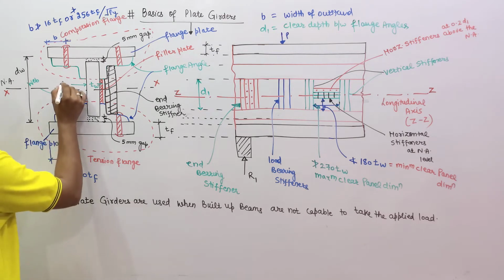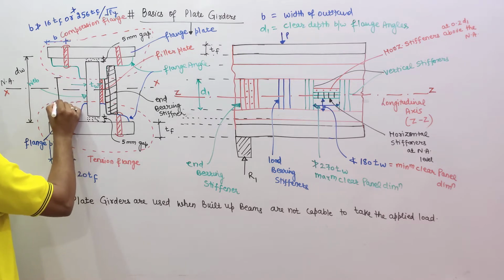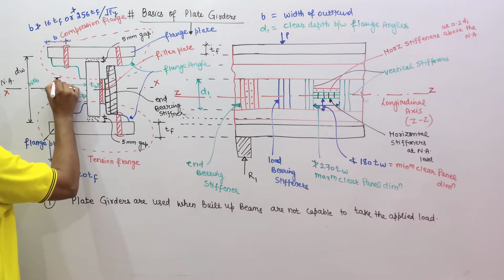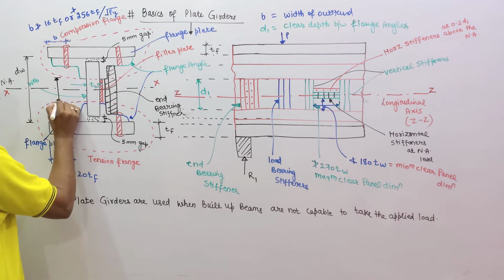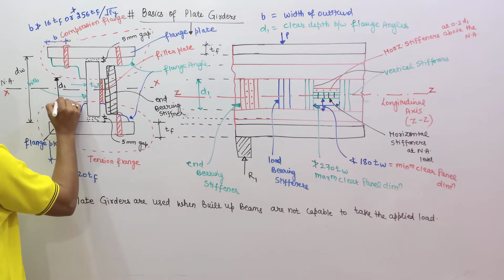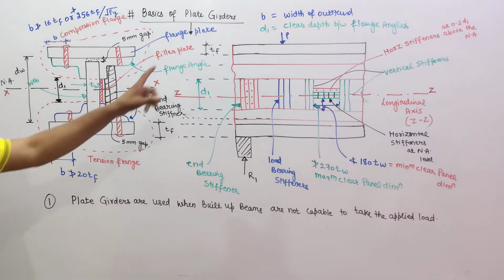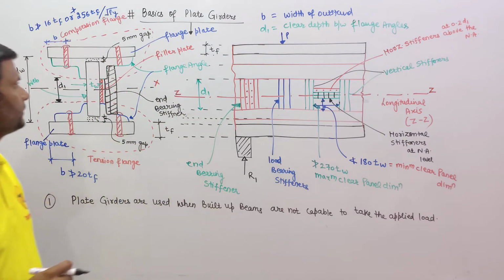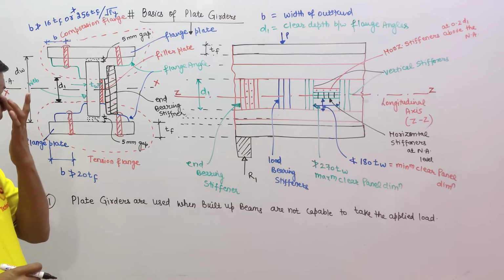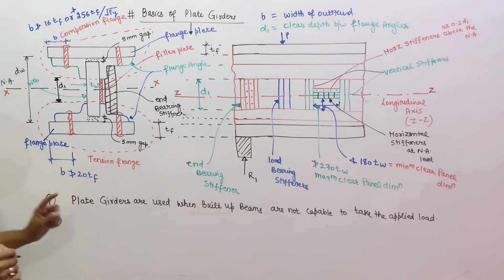One point is left here. From this to this distance is D1, that is shown there. This is our D1 value, that is the clear depth between the flange angles. Okay. Now point number 2. This was point number 1.